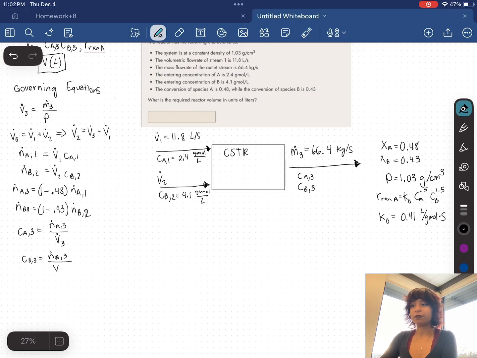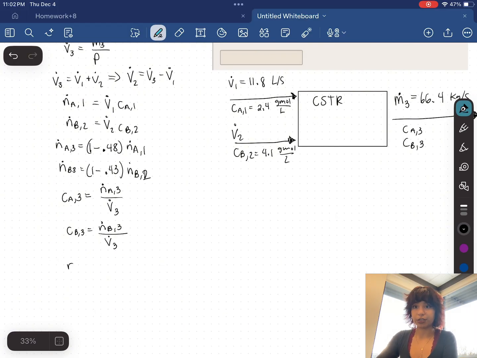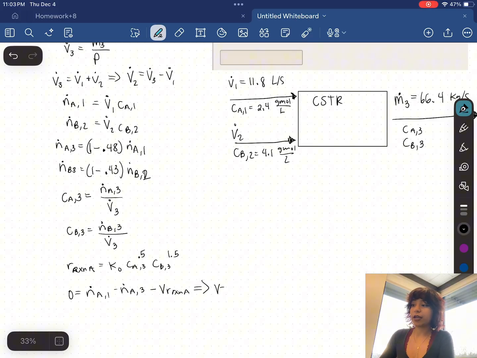Once we get the rate of reaction, we can solve a mole balance for species A. For species A, we would have Na1 minus Na3 minus volume times rate of reaction A equals 0. Since we are solving for volume, we can rearrange the equation to get V equals Na1 minus Na3 divided by the rate of reaction.